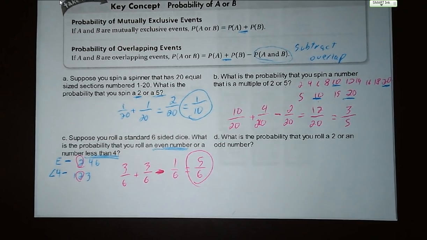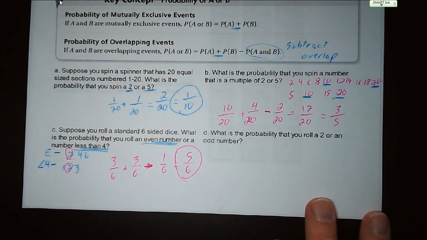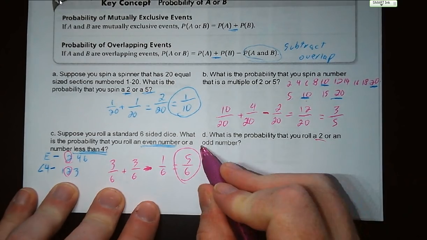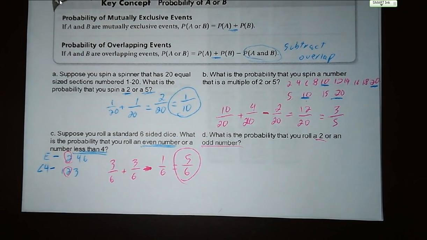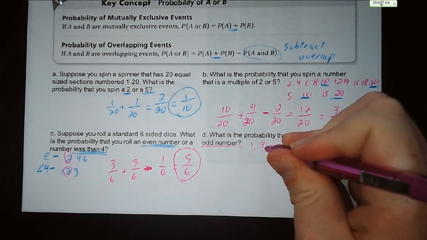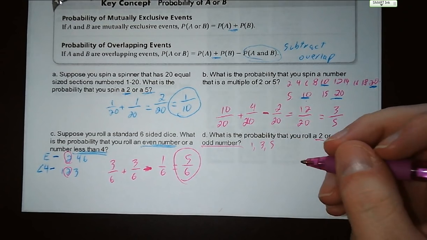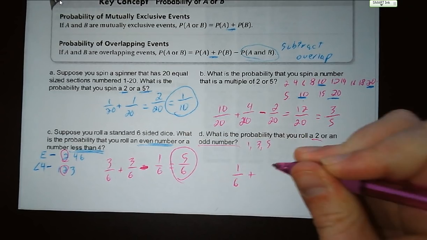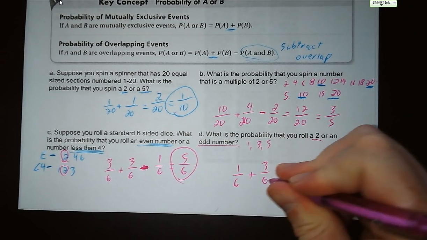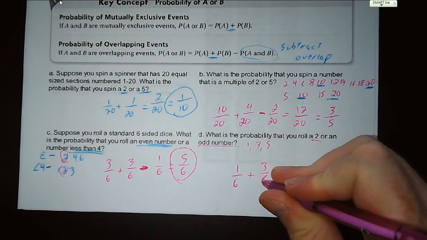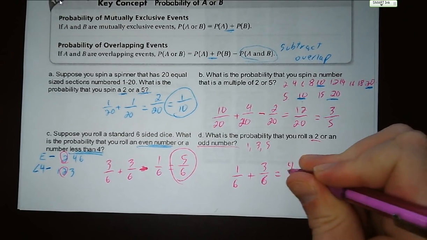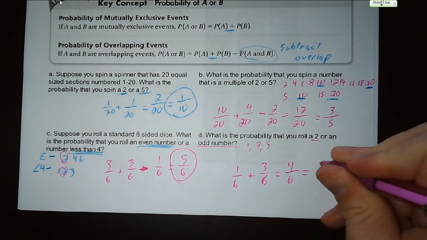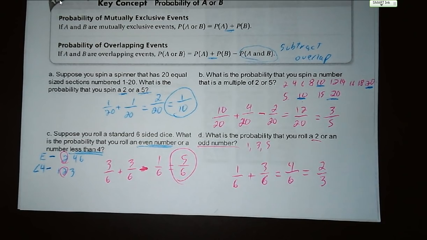Okay. What is the probability that you roll a 2 or an odd number? So we have 2 and odd numbers. We're rolling that same dice. So it's a 1, a 3, or a 5. So this is mutually exclusive. We have 1/6 plus 3/6. And that's going to be 4/6 or 2/3 when you reduce it.